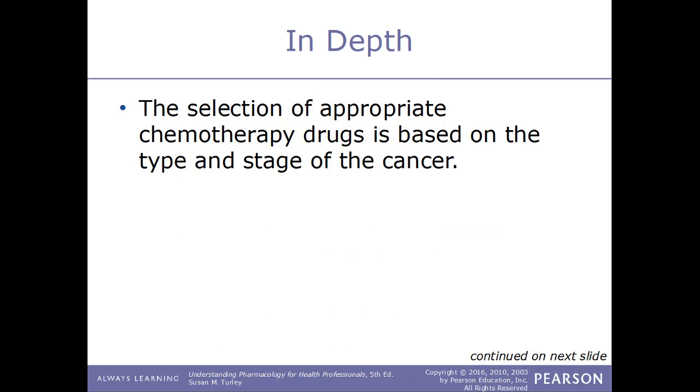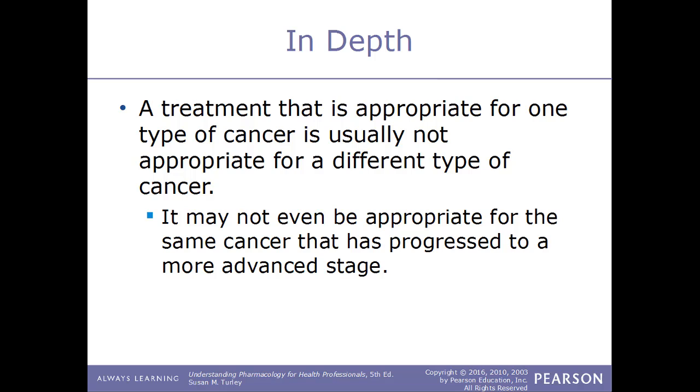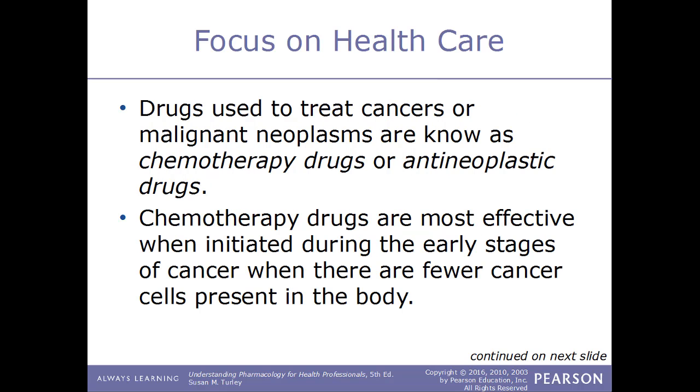So the selection of an appropriate chemotherapy drug is based on the type and the stage of the cancer. A treatment that is appropriate for one type of cancer is usually not appropriate for a different kind of cancer. It may not even be appropriate for the same cancer that has progressed to a more advanced stage. Drugs that are used to treat cancers or malignant neoplasms are known as chemotherapy drugs, or can also be called anti-neoplastic drugs. Chemotherapy drugs are the most effective when they are initiated during the early stages of cancer, when there are fewer cancer cells present in the body.